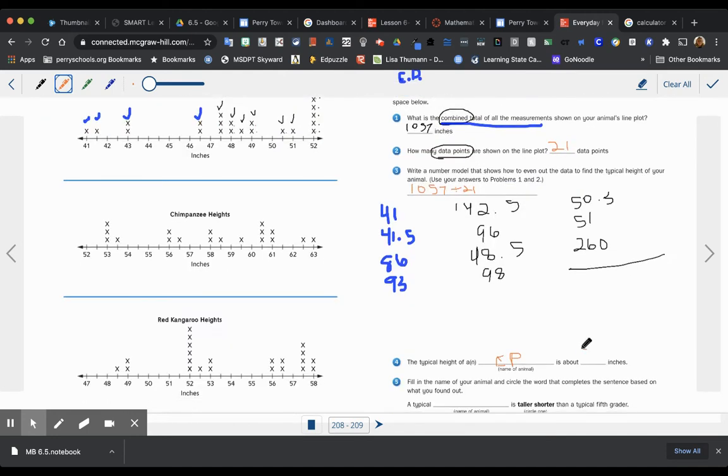So I'm going to actually do 50.5 because I think that would be round closer. I know 3/10 is closer to 5/10 than it is to 0.